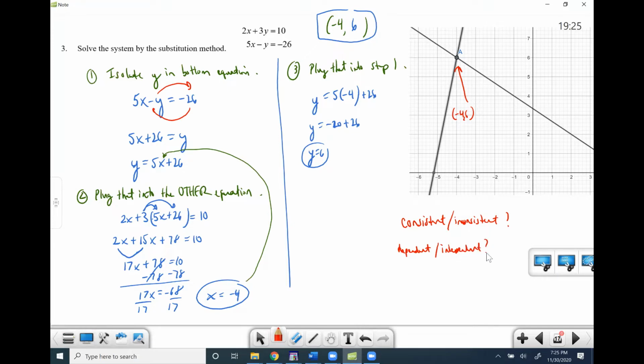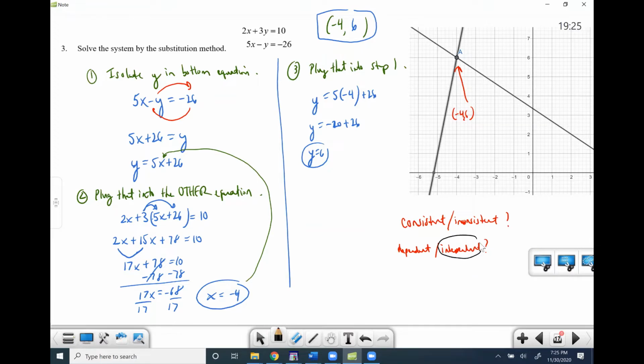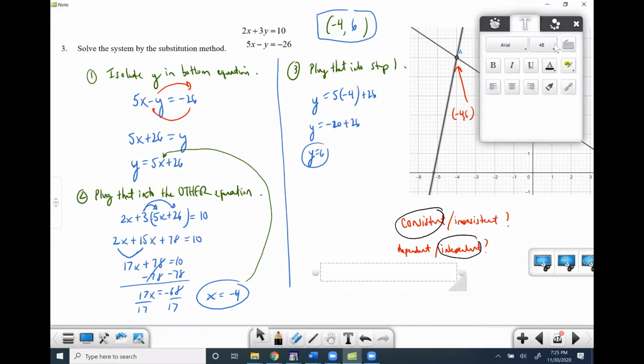All right. Let's see. It's dependent, correct? Yeah, independent, good, because those lines aren't one line right on top of the other, so it's independent. What do we think as far as consistent or inconsistent? Yeah, so consistent because we got a solution. It's consistent since we got a solution, and it's independent because it's not one line right on top of the other.